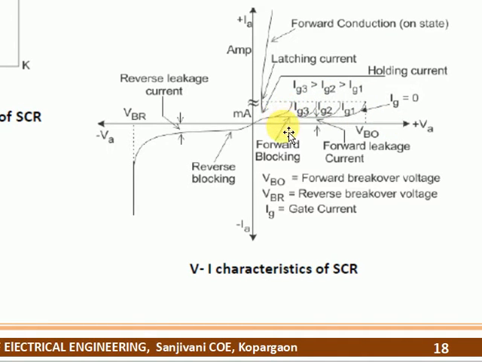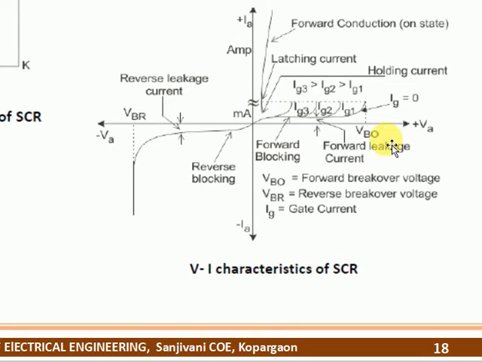When it crosses the forward breakover voltage, you have to see this point, which is called the latching current. The dotted line is marked where it crosses the forward breakover voltage, and it reaches the latching current and starts to conduct. So there are two points. One is the forward breakover voltage, during which the SCR is turned off. When it crosses the forward breakover voltage, the SCR goes into the conduction mode. This is the operation of the SCR.